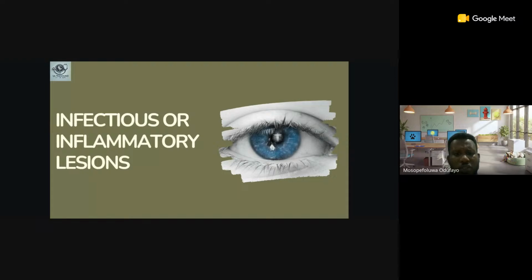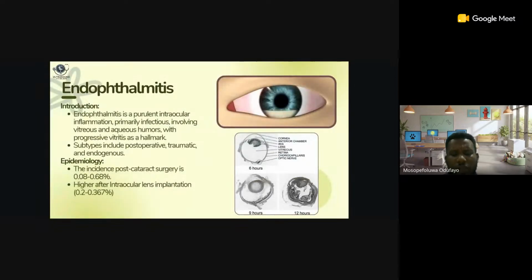Infectious and inflammatory lesions. Let's look at what those ones are. Endophthalmitis. This is when there is a purulent intraocular inflammation, primarily infectious, involving the vitreous and aqueous humor, with progressive vitritis as the hallmark. Incidence post-cataract surgery is about 0.08 to 0.68, and it is higher after intraocular lens implantation.